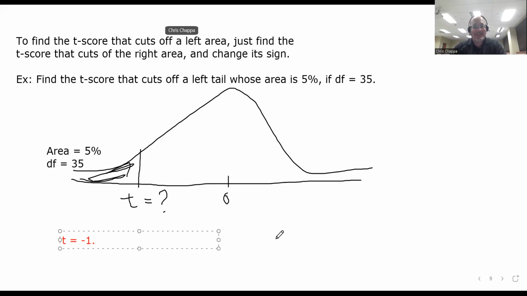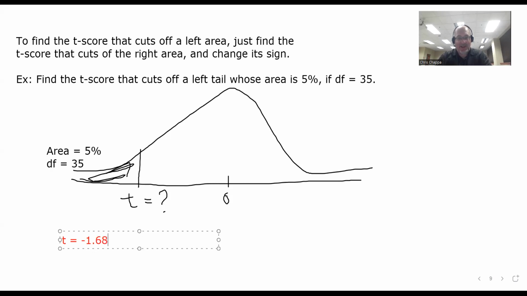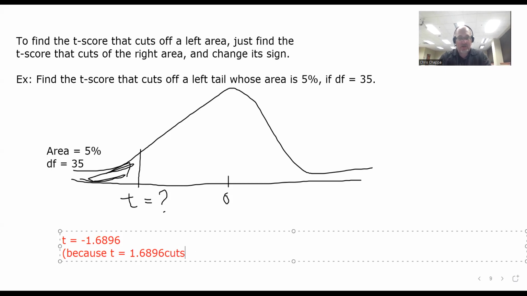Negative 1.6896. And again, this is because t equals 1.6896 cuts off a right tail of 5%. So we just take advantage of the symmetry.